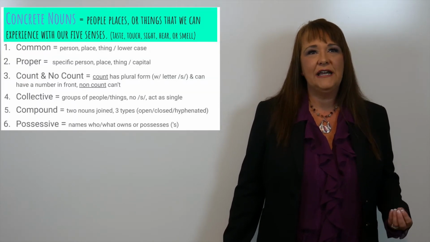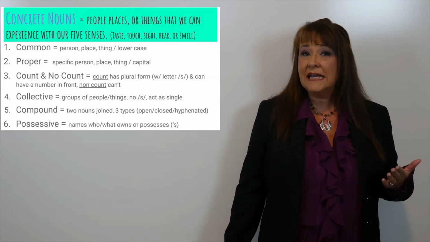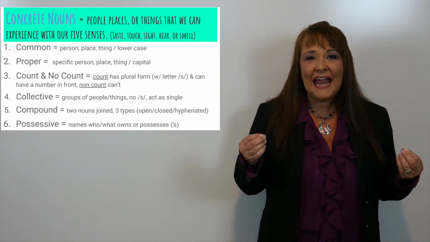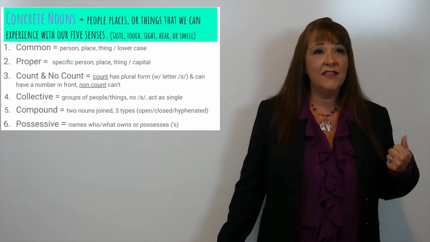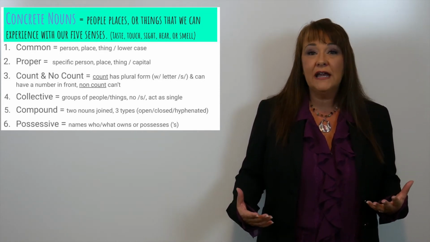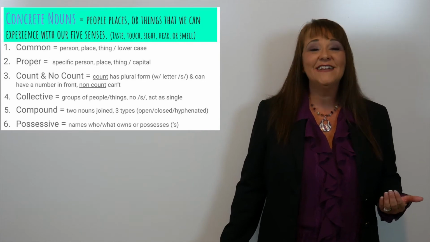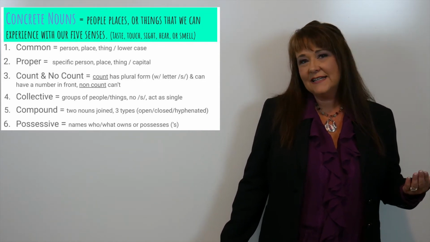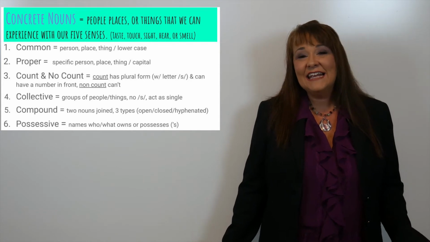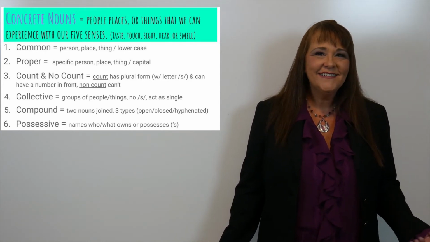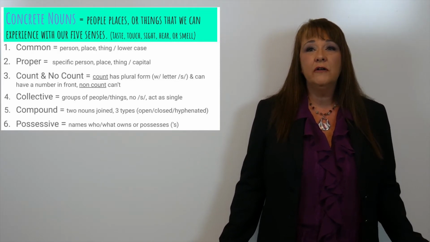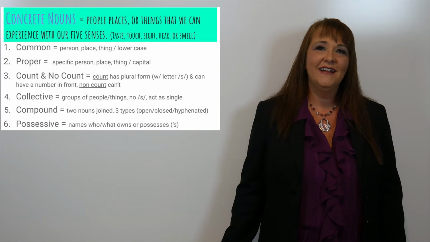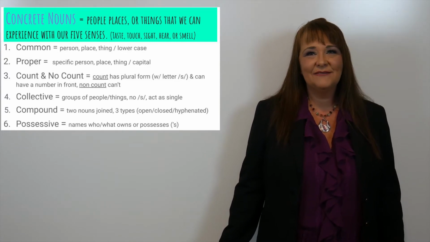The first type of noun is a concrete noun. Now, concrete nouns are the touchable, tangible nouns. They are people, places, and things that we experience with one of our 5 senses: sight, sound, taste, smell. Some examples of common nouns could include fox, book, letter, or state.